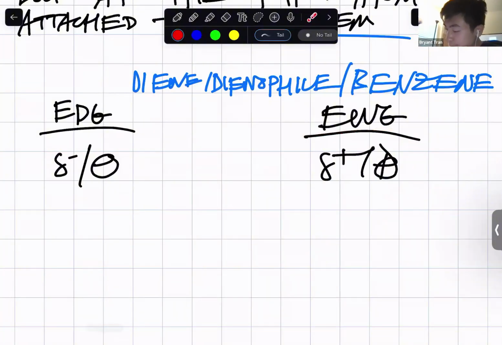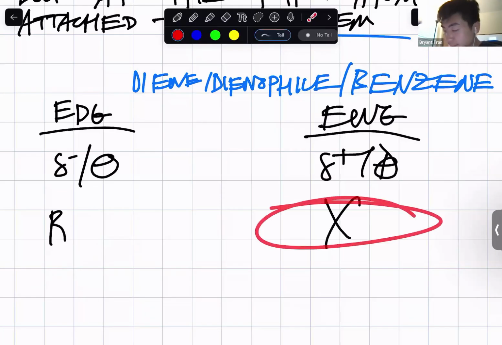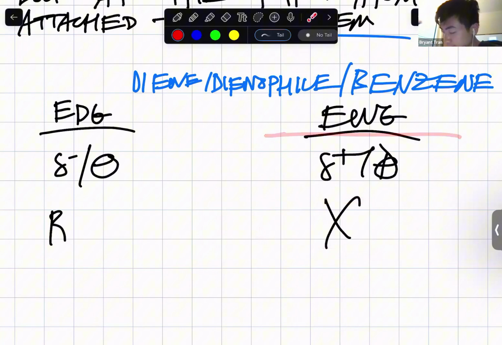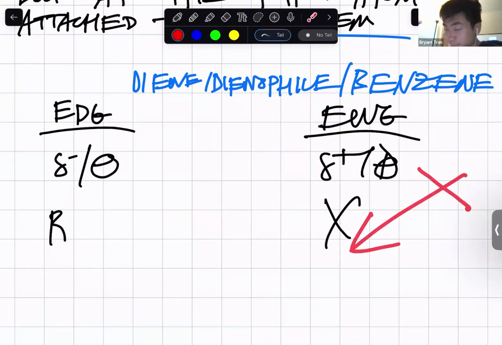Now, here are the two sneaky ones that I want you guys to know conceptually. Any hydrocarbon chain, like methyl, ethyl, isopropyl, tert-butyl, butyl, is going to be an EDG inductively, right? It's going to donate electrons inductively. Any halogen is going to be an EWG inductively as well, because halogens are the most electronegative atoms on the periodic table, so it's going to withdraw electrons very strongly. That's why it's going to be an EWG.